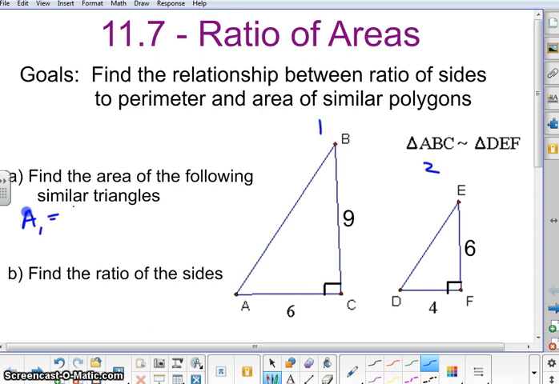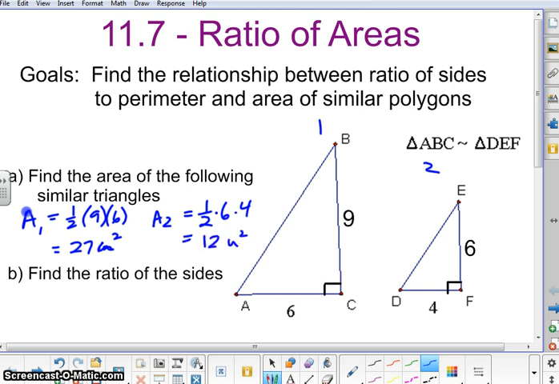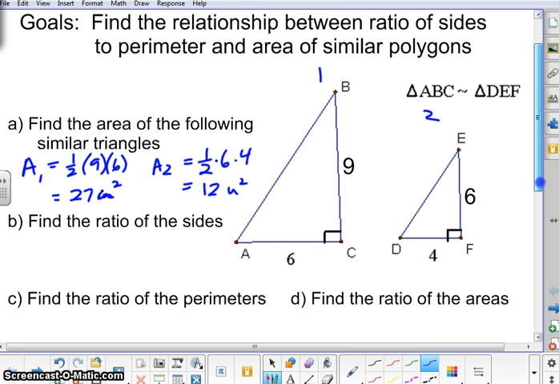Area of the first is 1/2 times 9 times 6, and we get 27. And we're dealing with units, so I guess inches does not apply here. Okay, and then the area of the second one is 1/2 times 6 times 4, which we get 12 units squared. Okay, so let's go ahead and look at some comparisons.